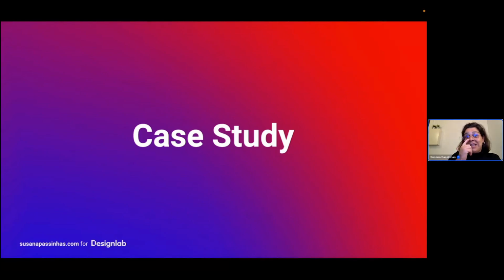Right, good. I see here, excited to hear about MVPs. What is an MVP, by the way? Anybody knows? I see people typing, so I'm going to wait a little bit. Minimal viable product. And what does that mean?